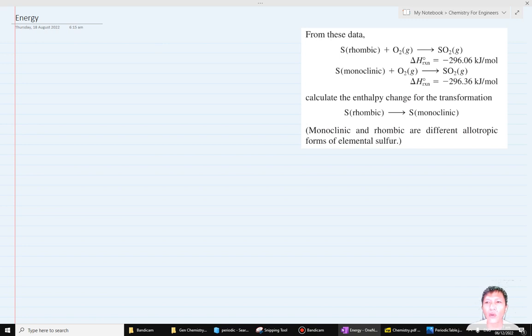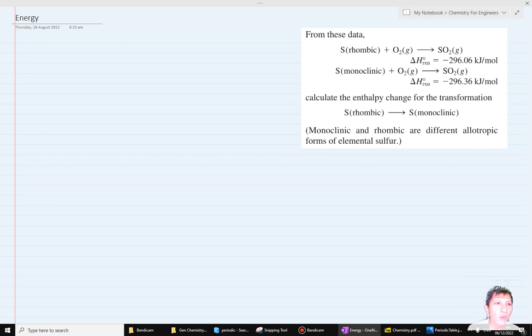for this kind of problem, you only have to derive this S rhombic from the chemical reaction. Of course, that is by inverting, since we need S monoclinic on the product side. So we can expect that we will invert the first reaction, and then change the sign of the enthalpy. If this exothermic reaction releases energy, then inverting it would be an endothermic reaction, meaning an absorption of energy.